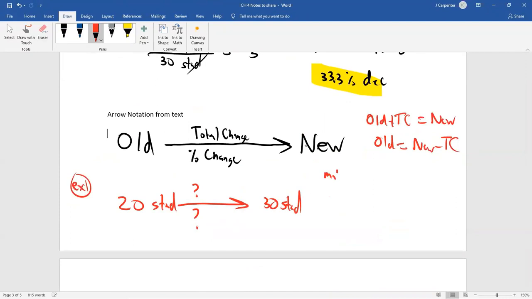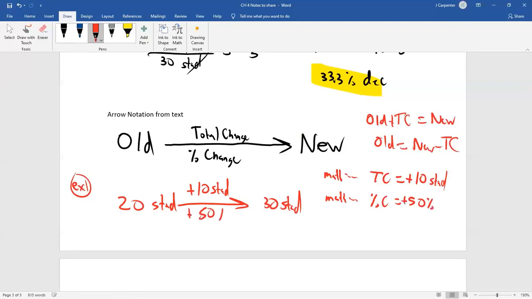Now, when we did our math, we got that the total change was an increase of 10 students. So what you can then go back and do is erase the top portion, because that's where total change is. Don't put it in the bottom. That would be wrong because total change goes in the top. So you'd put your plus 10 students here, and then you can do your math to figure out the bottom, which is the percent change. We already did that, 10 divided by 20 was a 50% increase. So plus 50%.